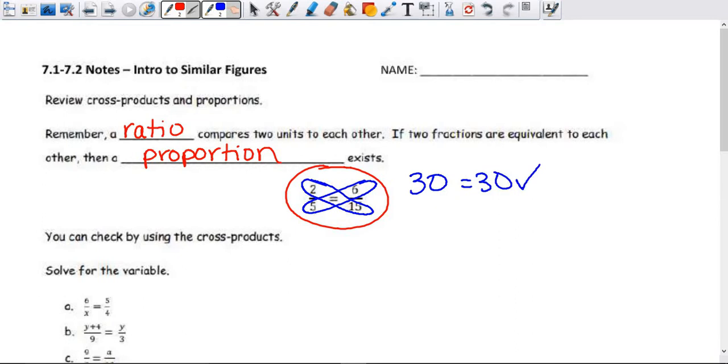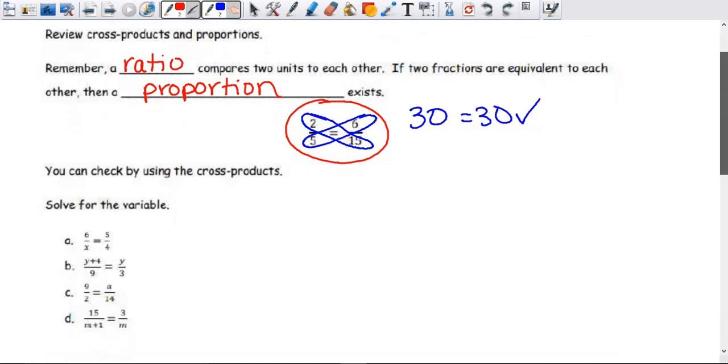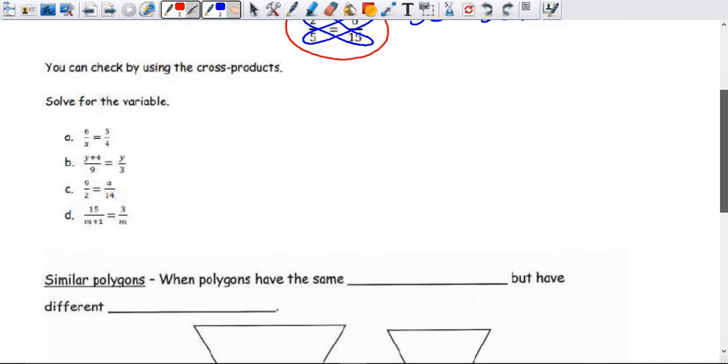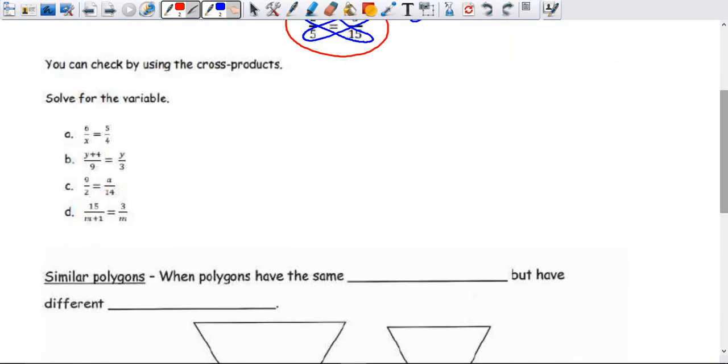Now also, if you were to simplify 6/15, you would get 2/5. So that's why they are the same ratio. All right, so just to get some review of cross products, I'll go over a couple of these examples with you.